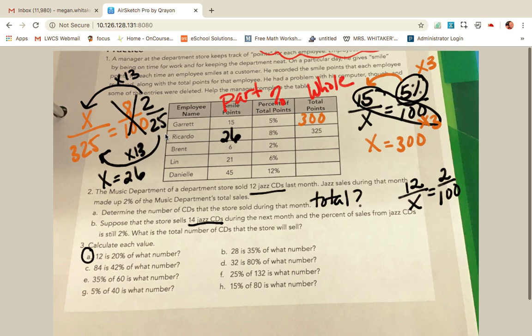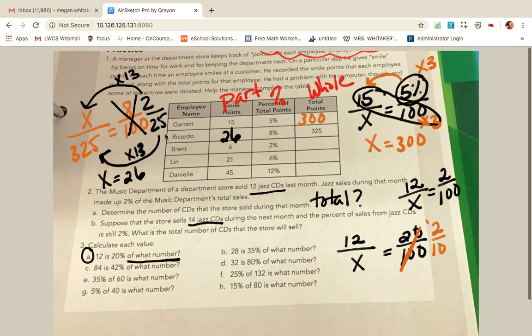It says 12 is, so that's going to be the part. We don't know of what number. That's going to be the total, 20%. So it's 20 out of 100. Now 12 cannot go to 20, but we can simplify this by dividing by 10, and now you're going to be doing 2 over 10, not 20 over 100.